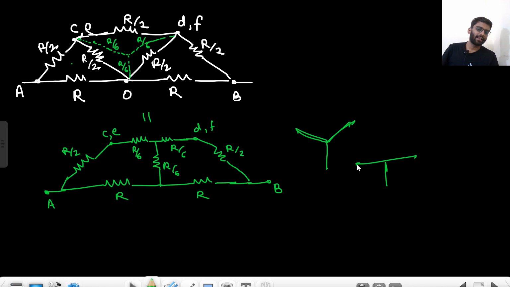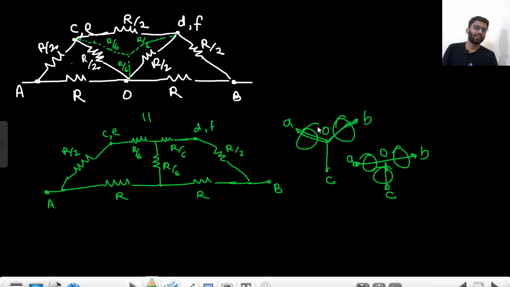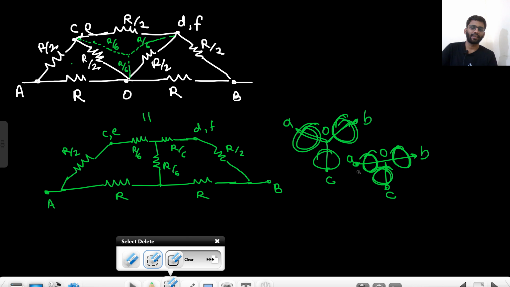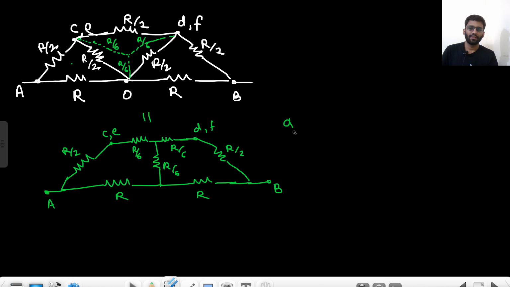Like these two branches, or like this is node A, this is node B, this is node C, this is node O. Between A and O, this resistance is there. Between B and O, this resistance is there. Between C and O, this resistance is there. So I just wrote it like this. Okay.